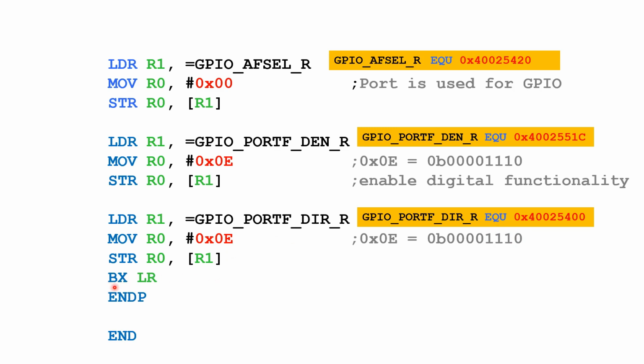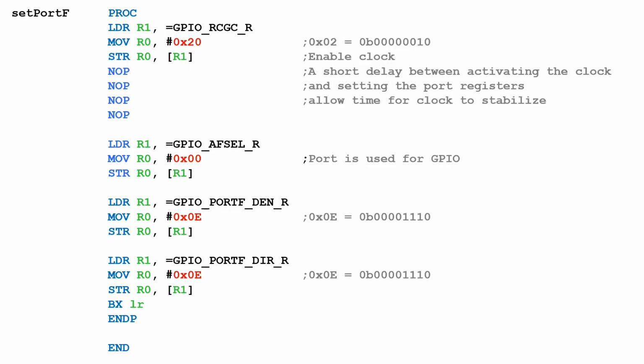And then this instruction here, BX LR, is a branch indirect. Basically, we're using this BX LR to return back to the main program. All right, and then here we have ENDP, which indicates that this is the end of the subroutine or procedure. And then finally, this last END here signifies the end of the entire assembly code. So let's summarize the operation of the subroutine.